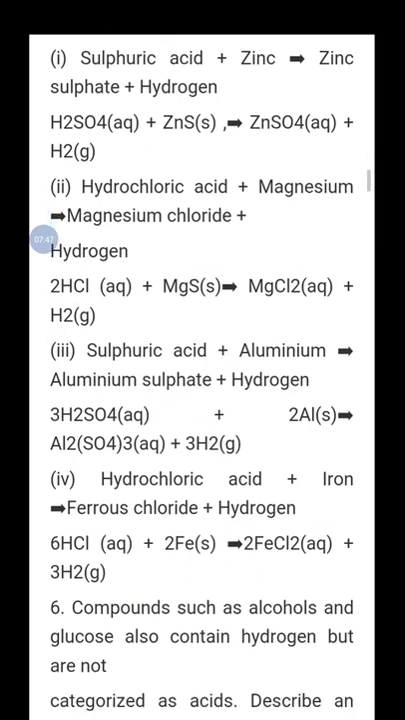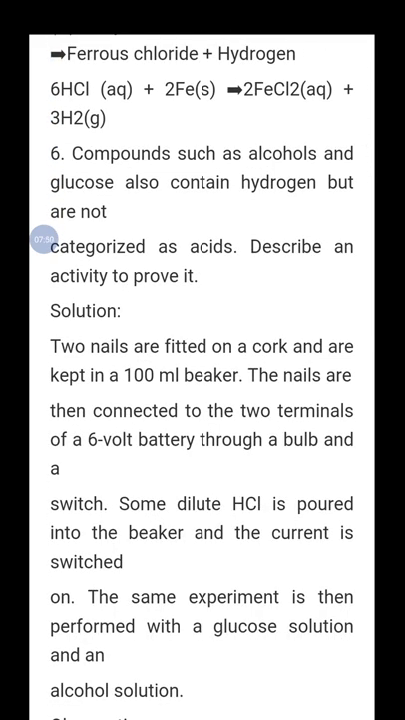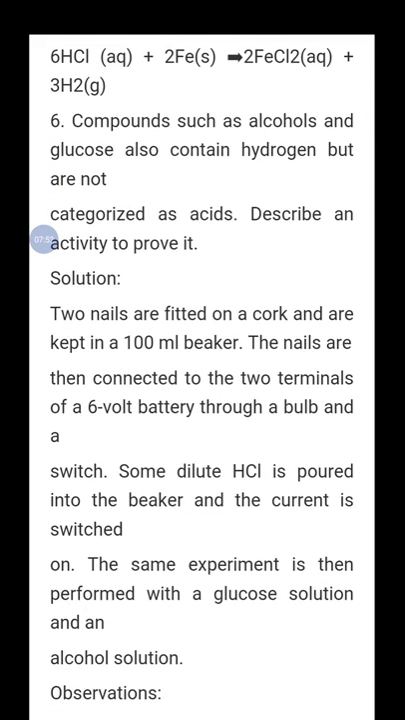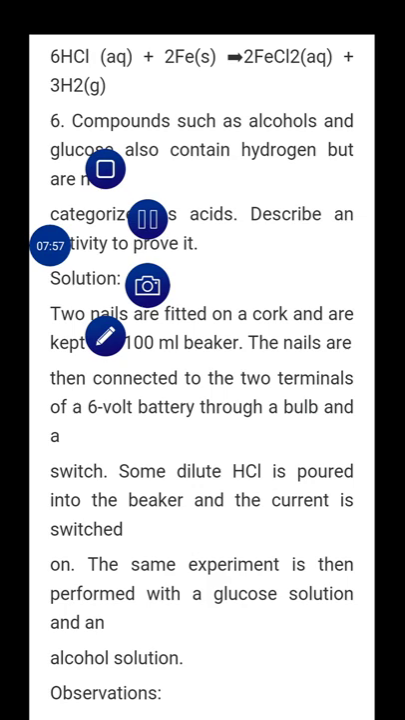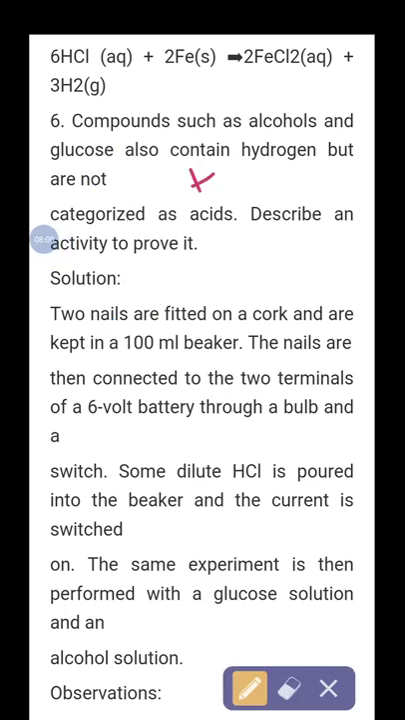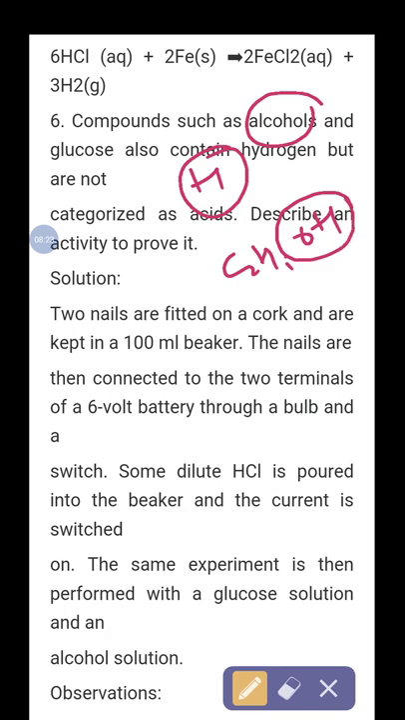Okay, come to the next point. Compounds such as alcohol and glucose contain hydrogen but are not categorized as acids. Describe an activity to prove it. We have some compounds which have hydrogen, and as per the initial explanation of acid, we know that the substance which gives hydrogen ions is treated as an acid. But some compounds having hydrogen in them, like alcohols, C2H5OH for example, have the group OH.